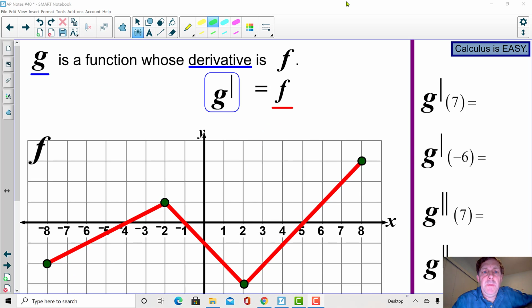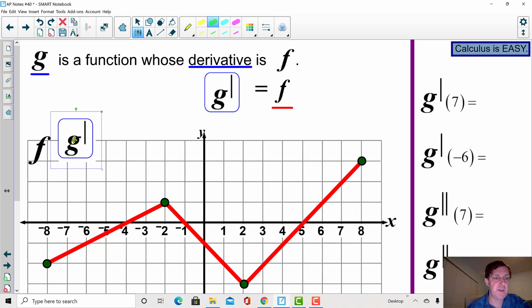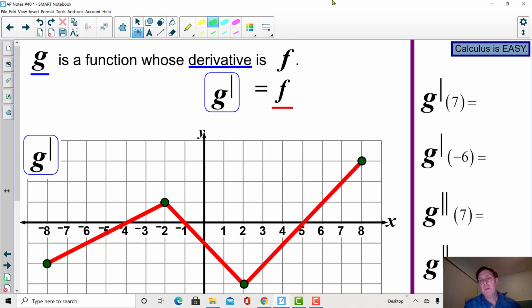Sometimes the AP test will try to give you two different functions like they do here. They say that g is a function whose derivative is f. So that means f is the derivative of g. What I would recommend doing is just relabel the graph so it's not confusing. So we're going to cover up this f with a g prime. Now it's going to be really easy to figure out g prime and g double prime.